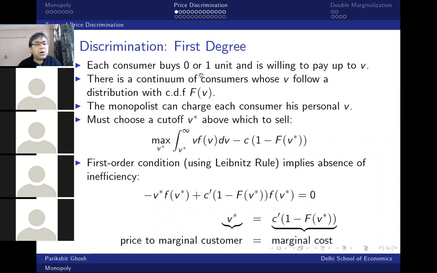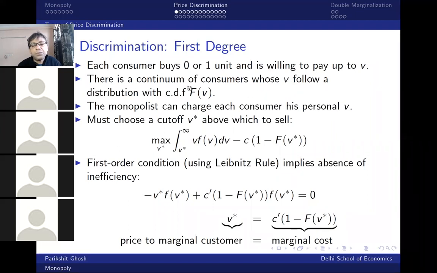Let's take a unit demand model, right? So each consumer buys 0 or 1 unit. Okay, let's say it's a car or a washing machine. You either buy it or you don't. You don't need 10 washing machines. So these are unit demand models, and each consumer has some willingness to pay, which is V, right? So V is their valuation of this product. If they buy it, they're willing to pay up to V and not any more. Of course, they'll be happy to pay less than that.